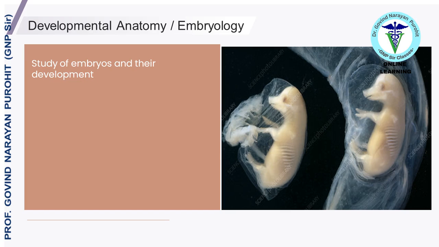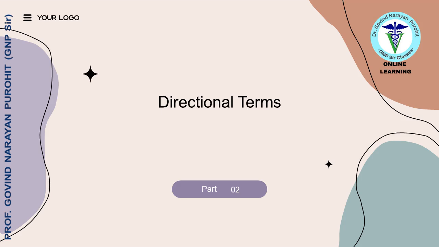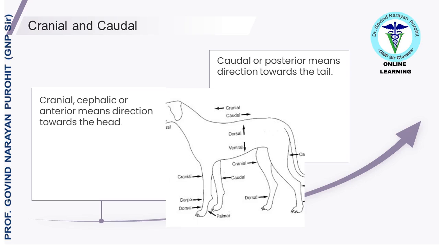embryos and their development. Certain directional terms are used in anatomy for the description of the various organs or parts of the body about their position, direction etc. It is assumed that the animal is in the ordinary standing position. Cranial and caudal refers to the ends of the animal as it stands on four legs. Cranial, cephalic or anterior means direction towards the head. Caudal or posterior means direction towards the tail.